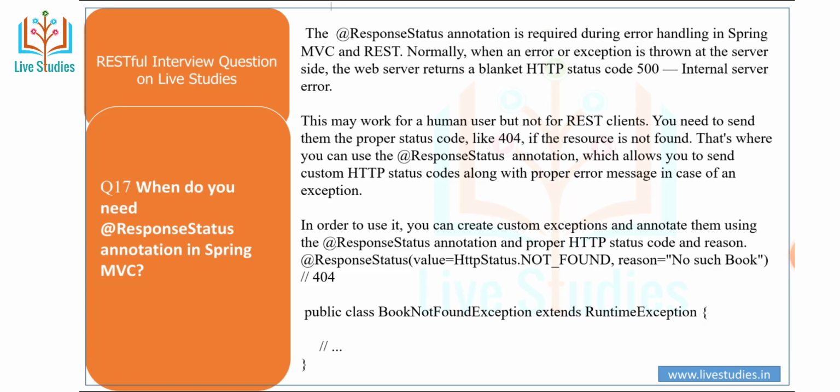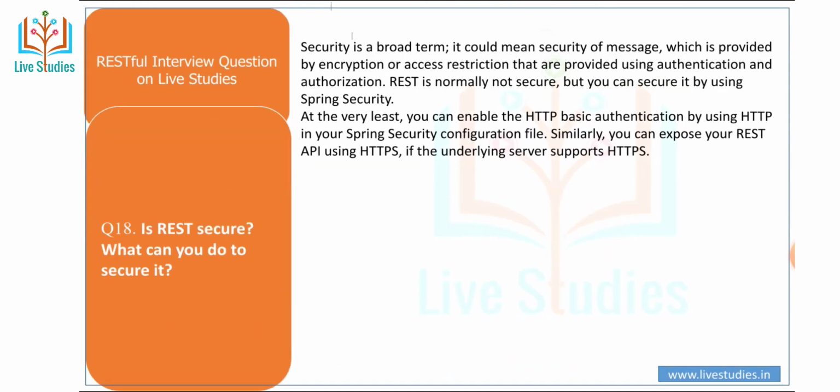In order to use it, you can create a custom exception and annotate it using the @ResponseStatus annotation with the proper HTTP status code. For example, @ResponseStatus with value equal to HttpStatus.NOT_FOUND and reason equal to "No such book", which means 404. Okay, and public class BookNotFoundException extends RuntimeException.